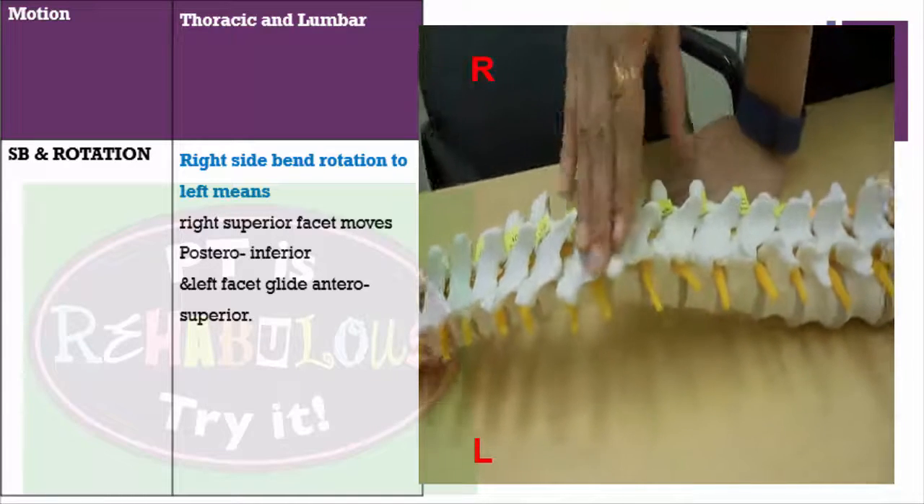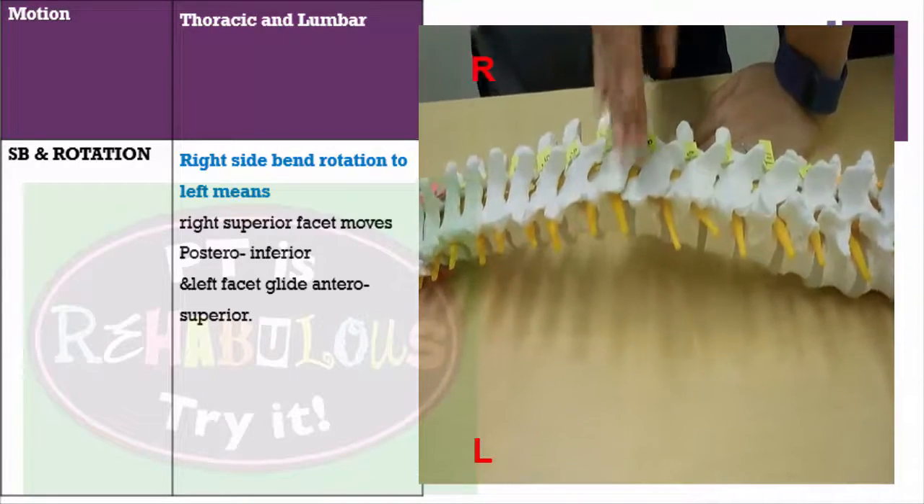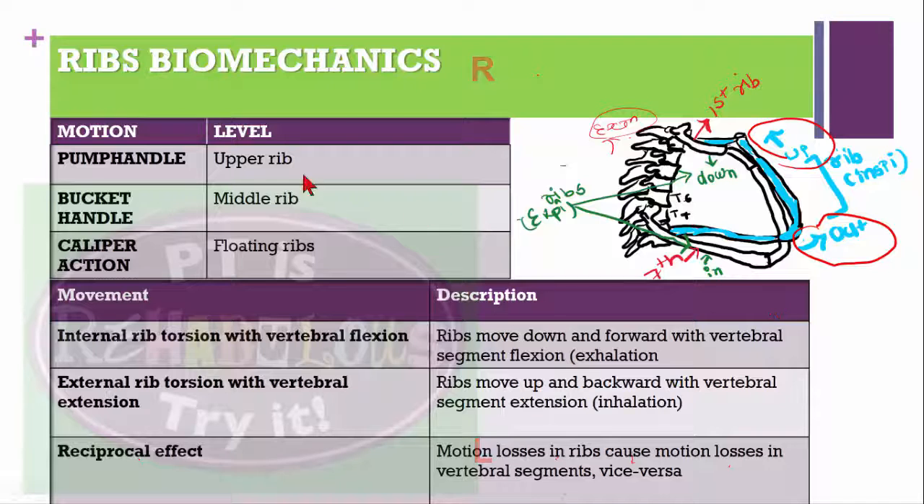This is very basic, and we need to learn this for our spine mobilization. Let's see rib biomechanics. The motions are pump handle, bucket handle and caliper. Pump handle occurs in the upper ribs, bucket handle in the middle ribs, and caliper occurs in the floating ribs. This is some movement, and here is the description. Let's see the movement first.